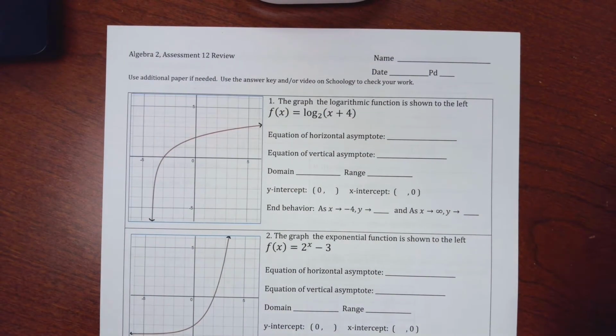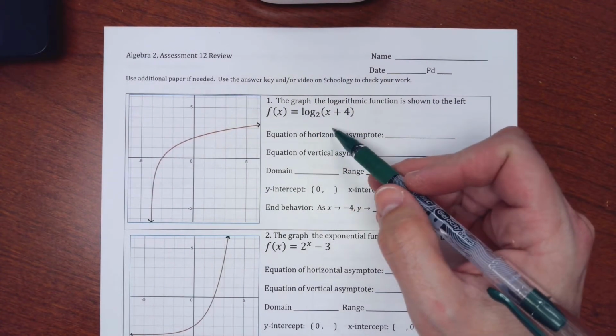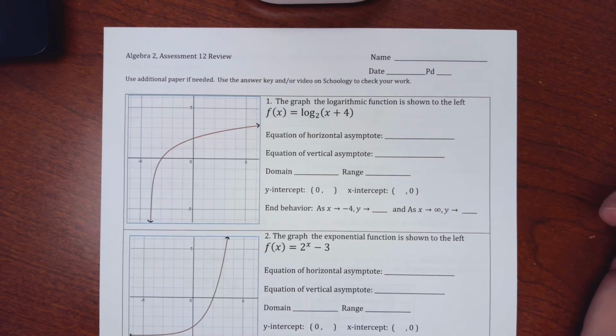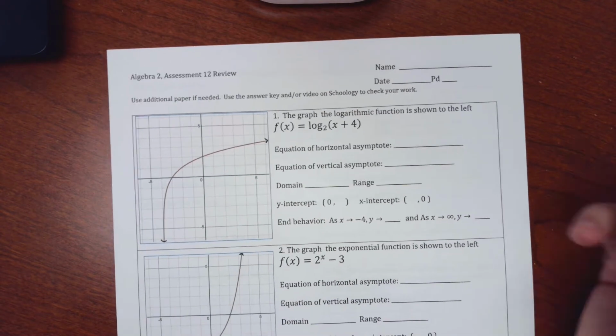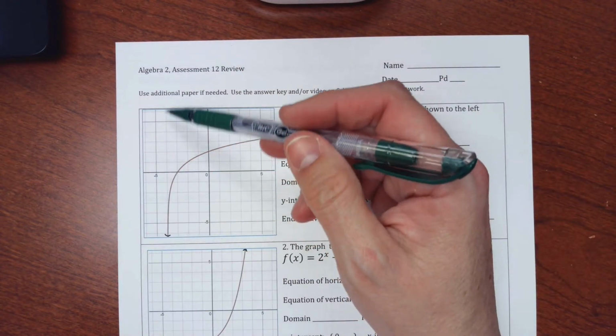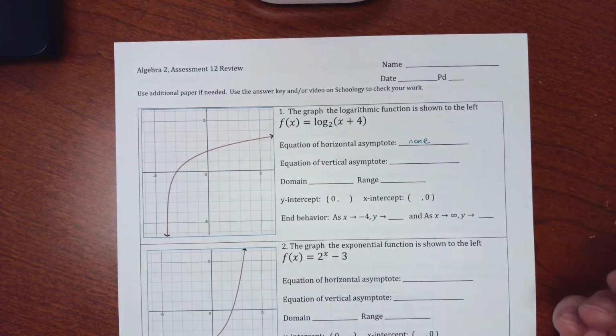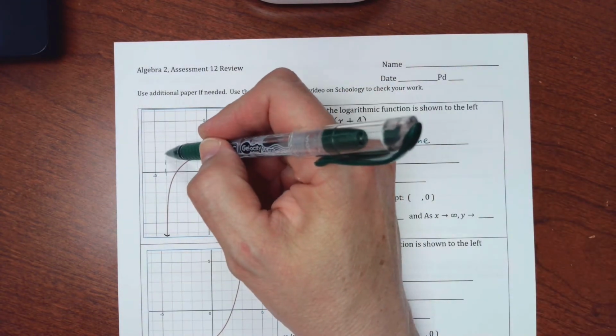All right, so here we go with the review sheet. This is a log function with the base 2 here. So the equation of the horizontal asymptote. Log functions do not have horizontal asymptotes. They only have vertical asymptotes. So this is none. So the vertical asymptote is going to be right here.